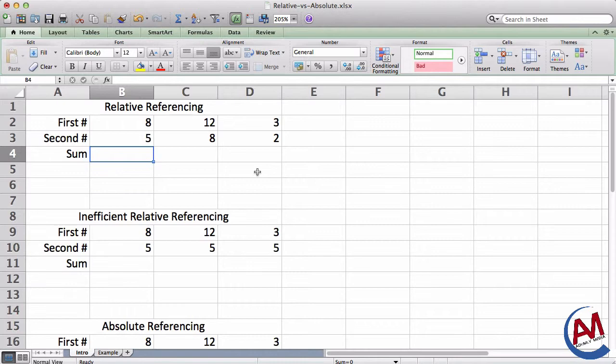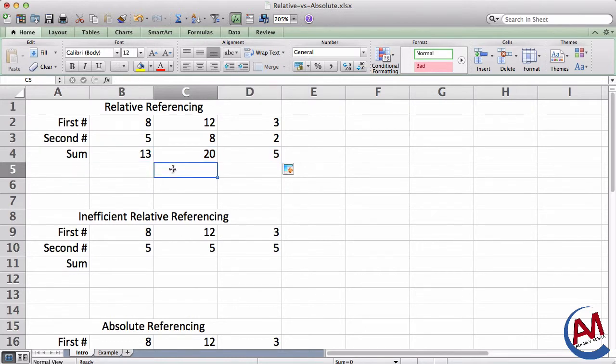So to begin, I'm going to do an example of relative referencing here. I'm going to find the sum of these two numbers. To do that, I'll do an easy formula. And I can just copy it over, and everything is bliss.